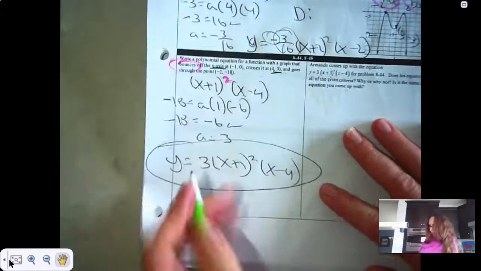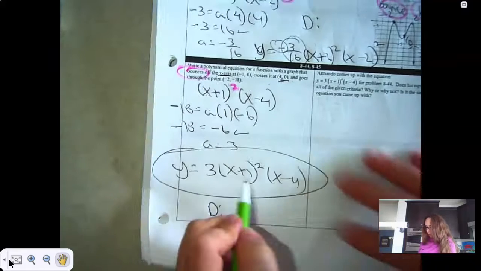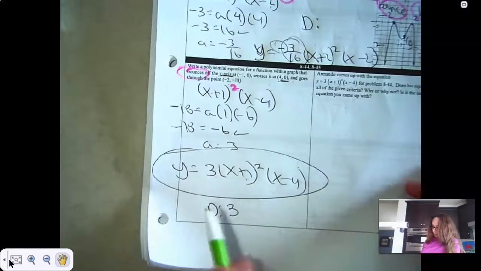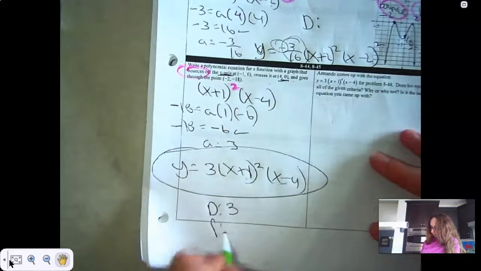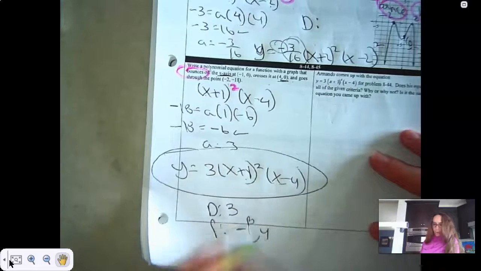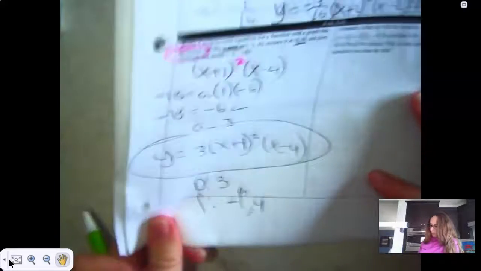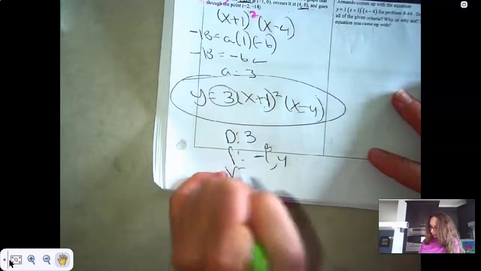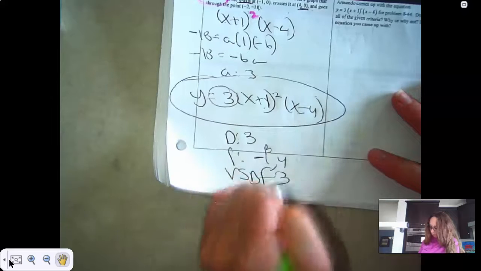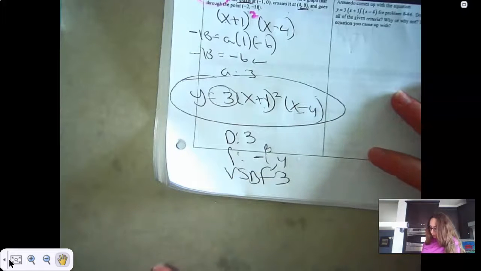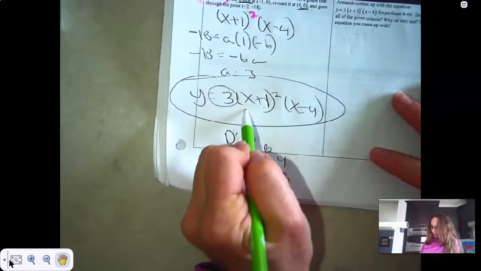Okay, just to make sure we're clear, the degree is 3, 2, 3. The roots are negative 1 and 4, where this one is your bounce. It is a vertical stretch by a factor of 3. We could find the y-intercept by plugging in 0.